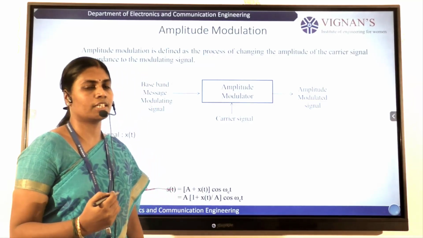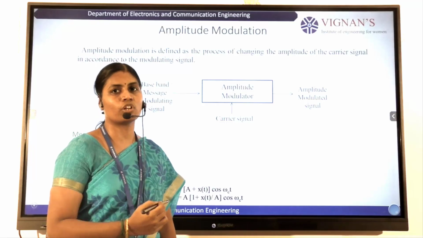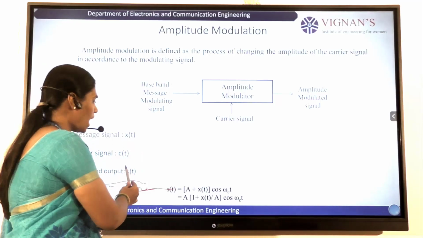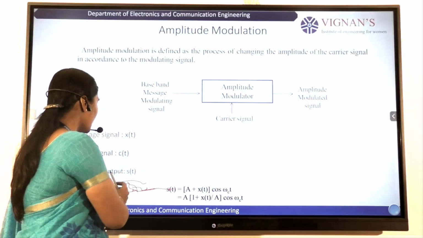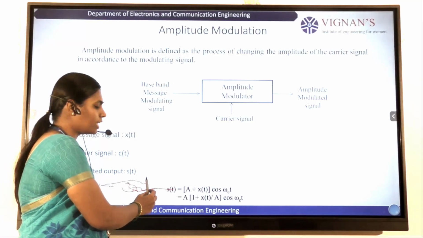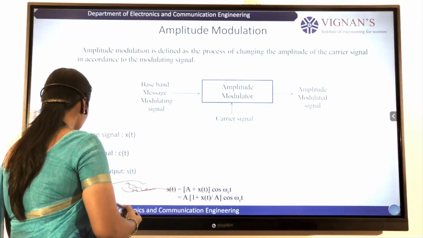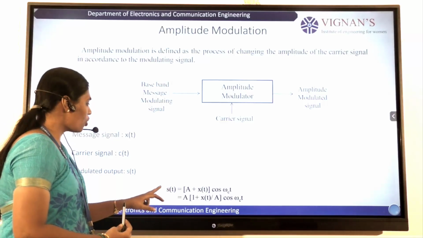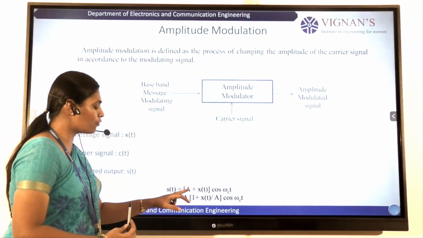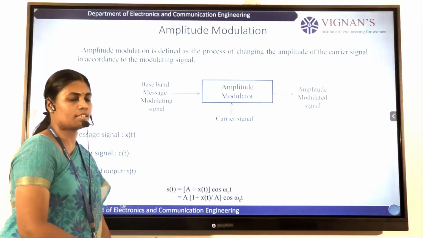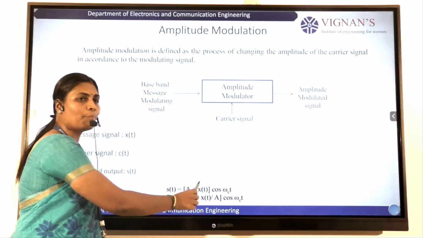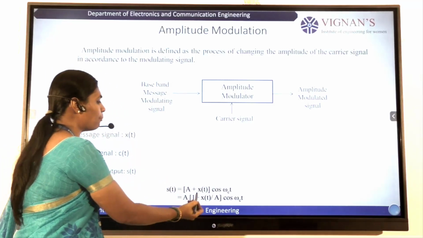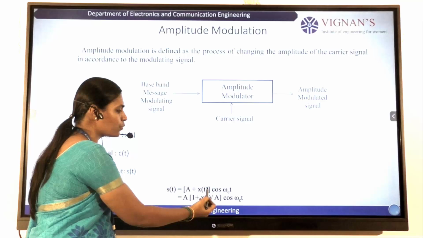From the definition we can write the mathematical expression for amplitude modulation. Here we will consider the message signal as x(t) and the carrier signal as c(t). Then the modulated output can be represented mathematically as s(t). The modulated signal s(t) can be written in the form (A + x(t)) cos ωct. This expression is designed based on the definition of amplitude modulation, that is, the amplitude of the carrier signal changes in accordance with the message signal.